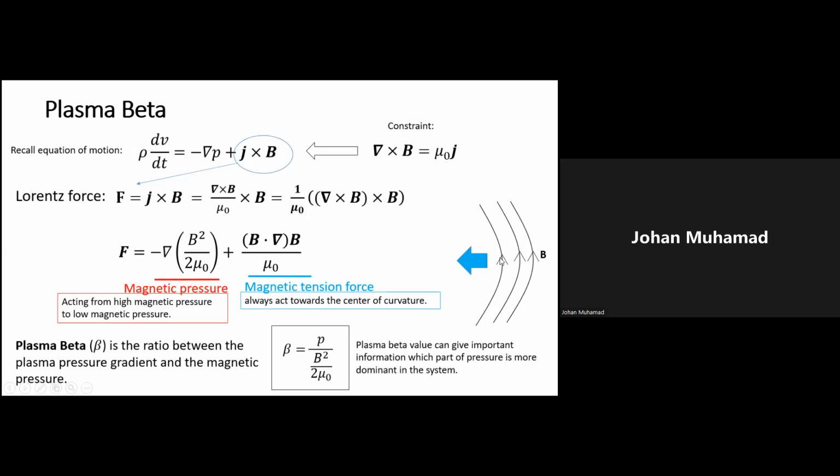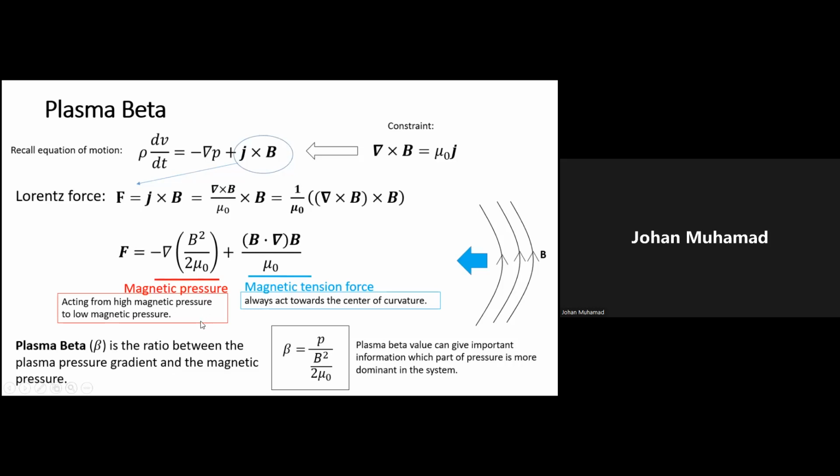So if we have magnetic field lines that bend like this, these magnetic field lines will try to return to the straight condition again. What makes that become straight is the magnetic tension force. So this part tries to make the bending magnetic field become straight, and this one is almost the same as the plasma pressure here, but for the magnetic field. So plasma beta is the ratio between the plasma pressure gradient and the magnetic pressure.